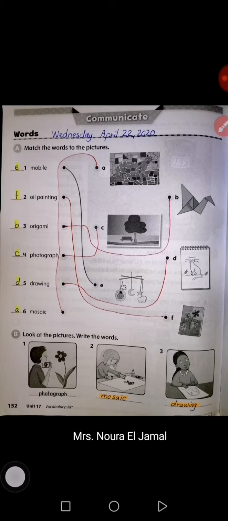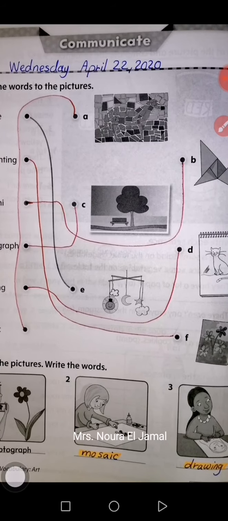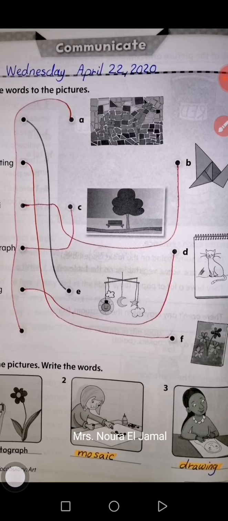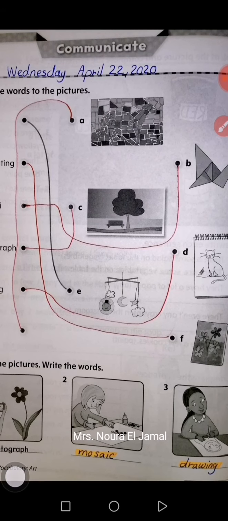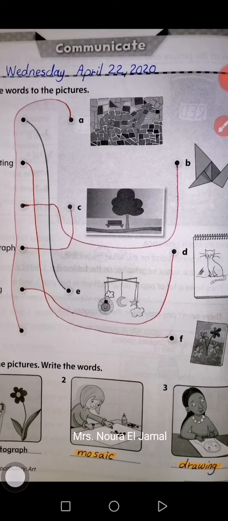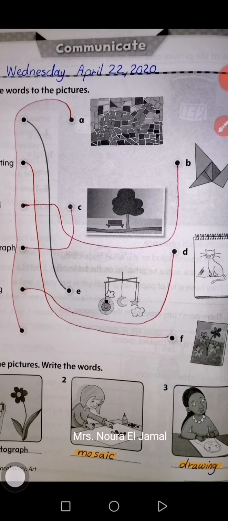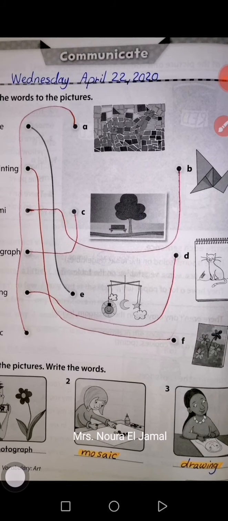Page 152. Match the words to the picture. Number 1, mobile. Number 2, oil painting. Number 3, origami. 4, photograph. 5, drawing. And 6, mosaic. Number 1, mobile. Which picture? Picture E. It's the toy of the baby. It's movable. It moves and moves. It can be fixed.